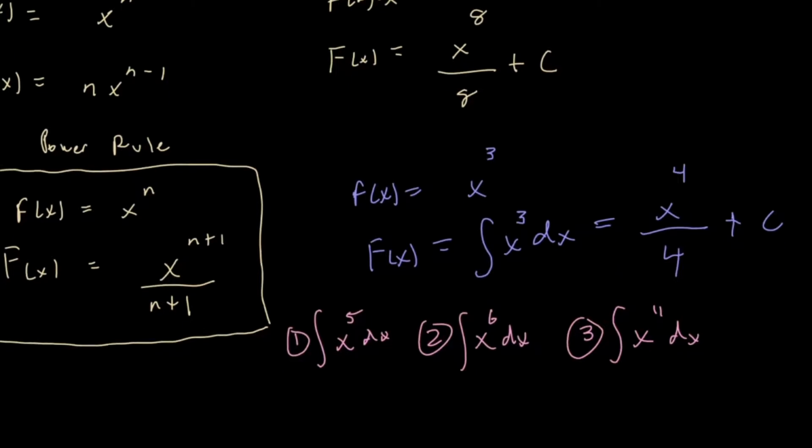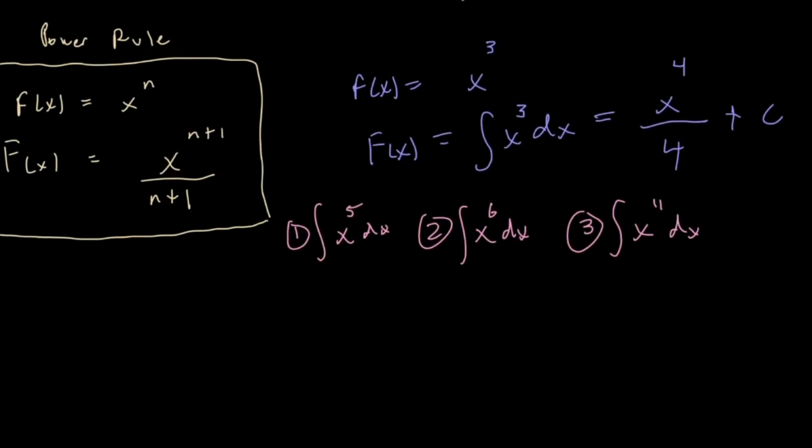Cool. So the rule, again, is to increase the exponent by 1 and then divide by that new exponent. So here we get x to the 6th over 6, x to the 7th over 7, and x to the 12th over 12. Not too bad, right?